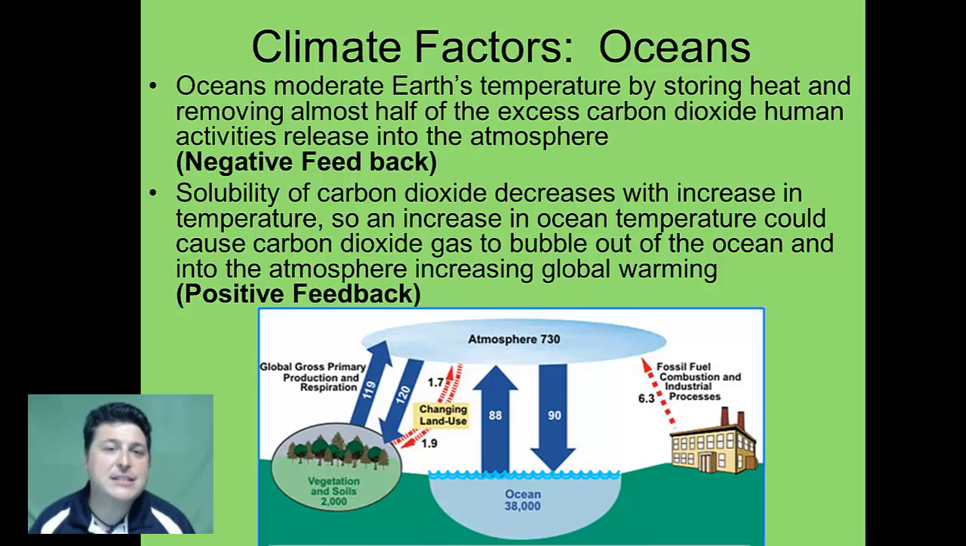Unfortunately, as the Earth warms, the ocean will turn into a positive feedback system. With a warming ocean, the solubility of carbon dioxide is going to decrease. So increasing ocean temperature actually causes carbon dioxide to bubble out of the ocean and into the atmosphere, increasing global warming, which then would increase the temperature of the ocean, causing more carbon dioxide to be released, producing more warming, and so a positive feedback system.